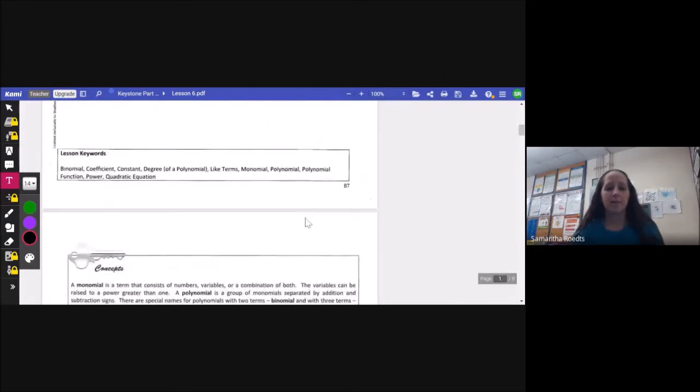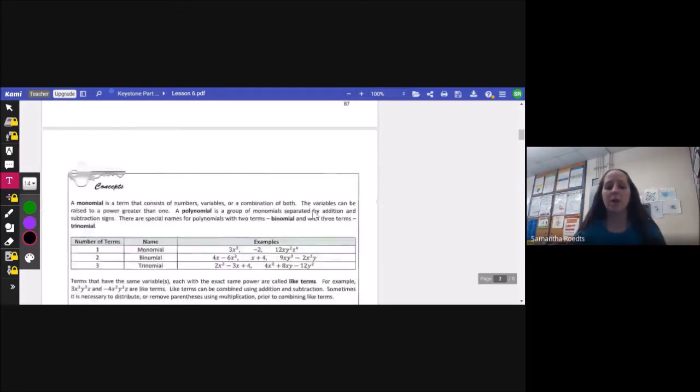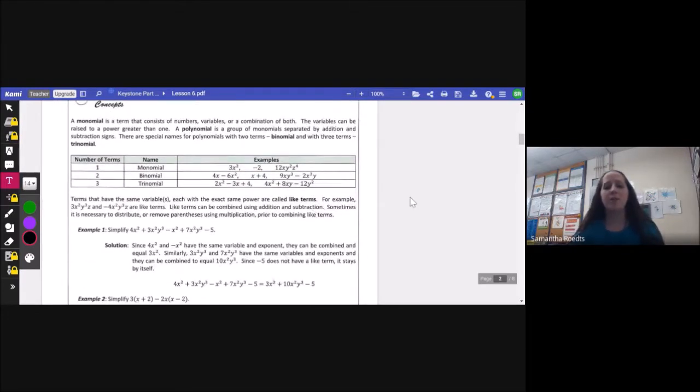All right, so some keywords: binomial, coefficient, constant, degree, like terms, monomial, polynomial, polynomial function, power, and quadratic equation. So a monomial is a term that consists of numbers, variables, or a combination of both. The variables can be raised to a power greater than 1. A polynomial is a group of monomials separated by addition or subtraction signs. There are special names for polynomials with 2 terms, a binomial, and with 3 terms, a trinomial. After that, they're just called polynomials.